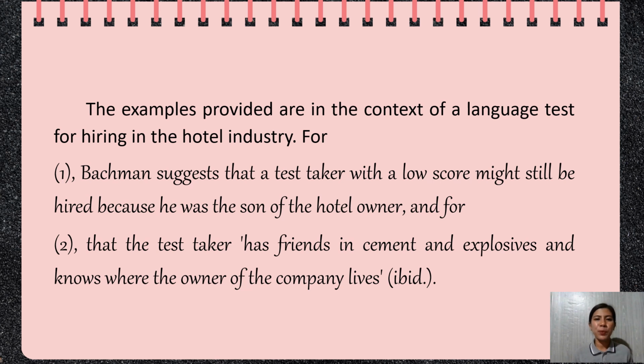The examples provided are in the context of a language test for hiring in the hotel industry. Bachman suggests that a test taker with a low score might still be hired because he was the son of the hotel owner, or because the test taker has friends in cement and explosives and knows where the owner of the company lives.